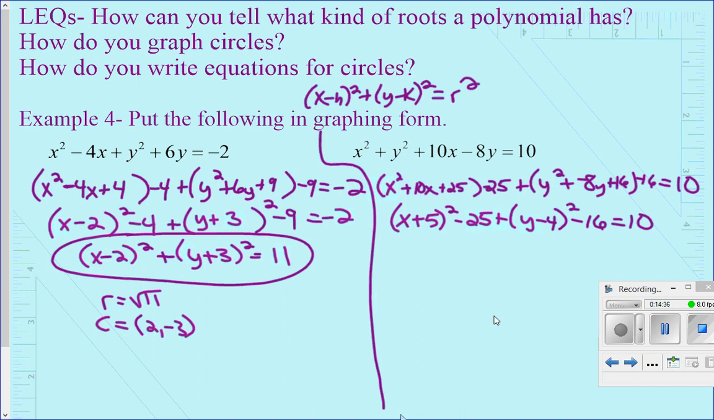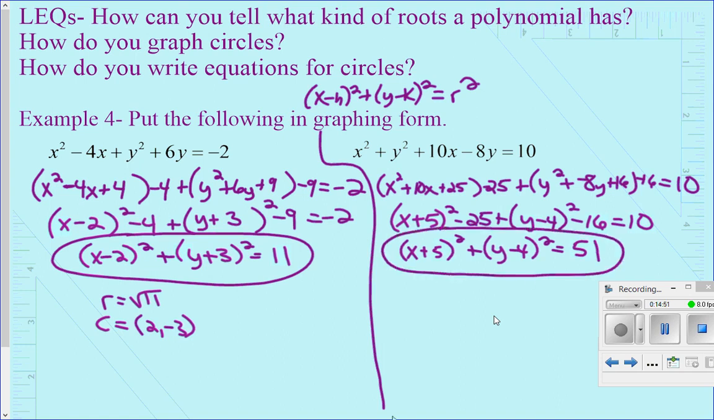Combine the -25 and -16 to get -41. Add 41 to both sides. And 41 plus 10 gives us 51. So there's our equation in graphing form. Again, you could look at that and realize the radius is the square root of 51, and the center is -5 and +4. Okay, and that's it.